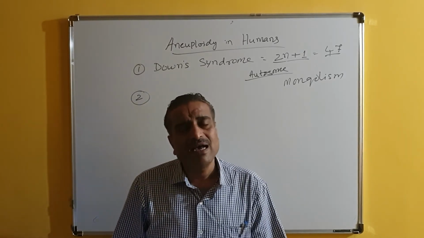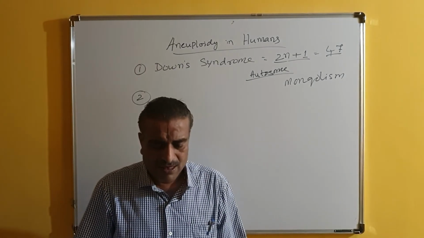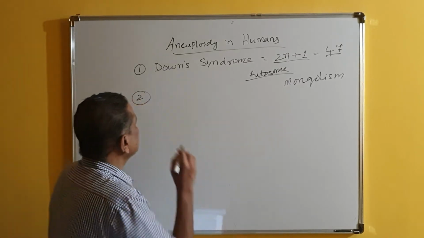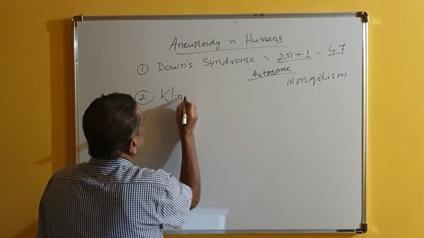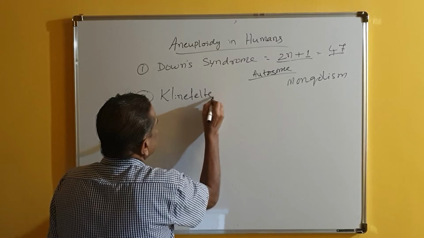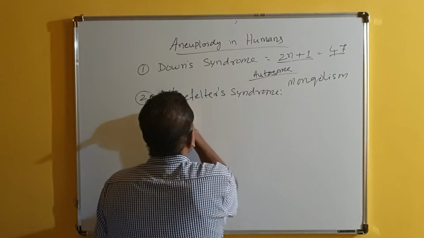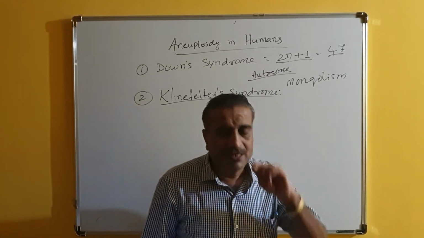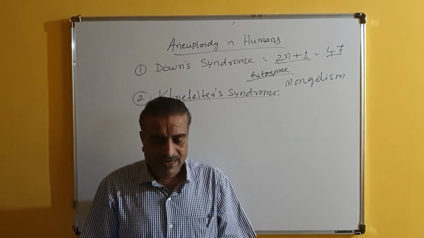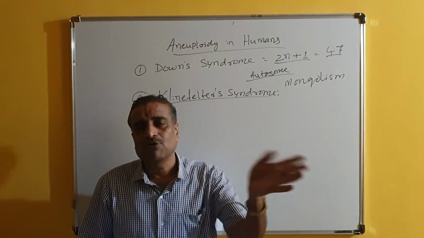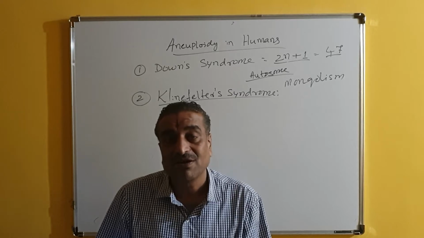Here also, so many other disease symptoms are available. Because of that, it is called Down syndrome. Another one is called Klinefelter's syndrome. This particular syndrome was first discovered by a scientist called Henry Klinefelter, and because of that the disease was named after that person. Klinefelter for the first time discovered this disease.